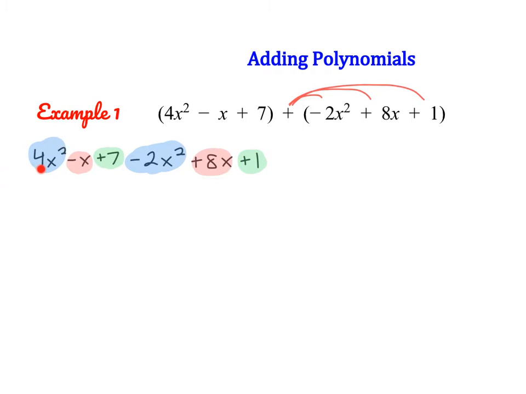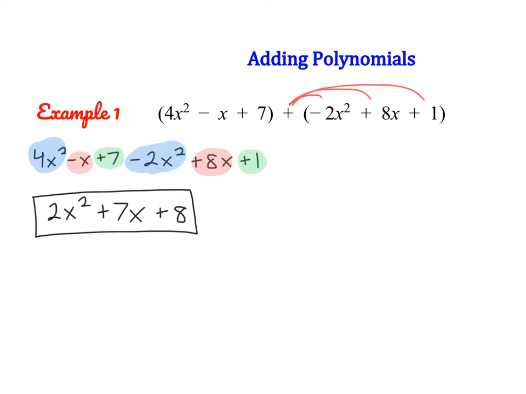If I combine 4x squared and negative 2x squared, that leaves us with 2x squared. If I combine negative x, which is negative 1x, and positive 8x, it's like doing 8 minus 1, so I have 7x. And here I'm just adding 7 and 1 to get 8. So this is one way we can add these two polynomials. Notice that our answer is in standard form. The exponents are in descending order.